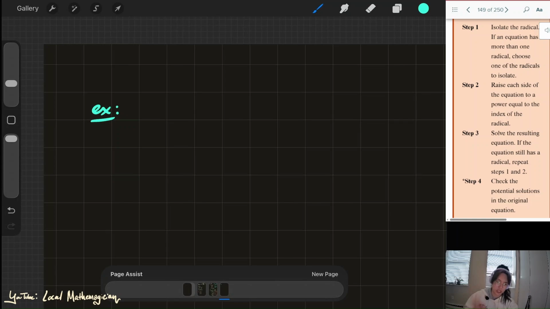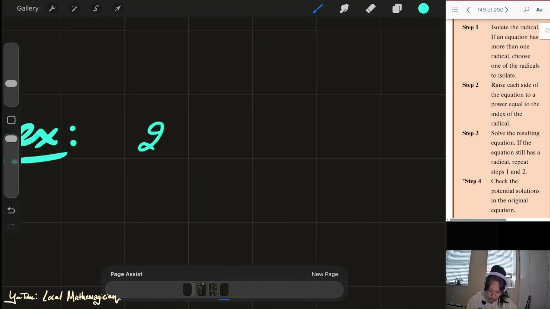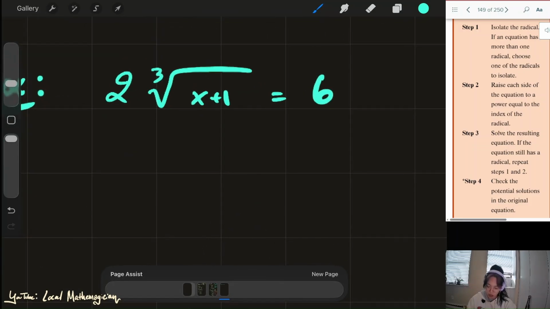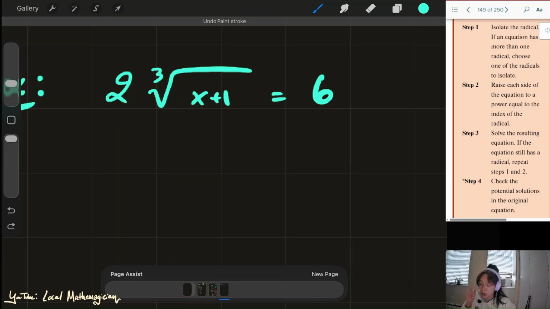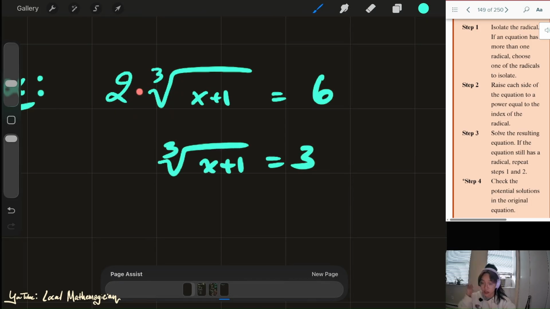Let's do a cute one. Ready? Let's say it's 2 cube root of x plus 1 is equal to 6. Again, we have to isolate our radical. There's a 2 here. What's the operation? The operation is multiplication. So to undo multiplication, we divide. So we divide by 2 on both sides. That gives you cube root of x plus 1 is equal to 3. Any questions? No? Okay.